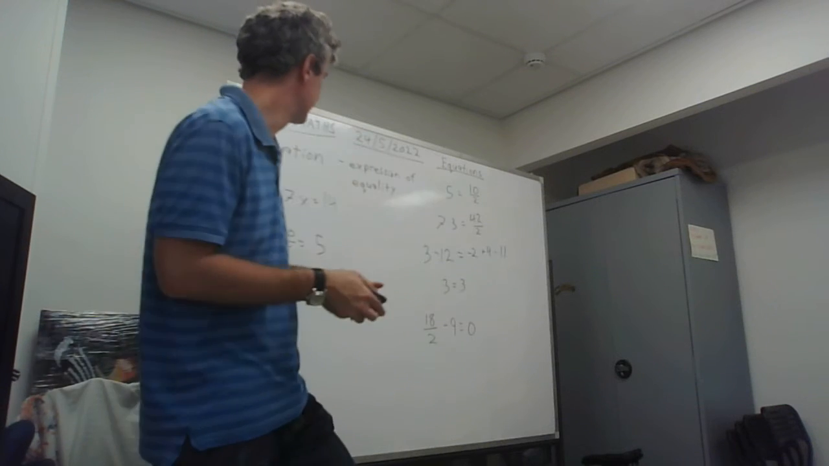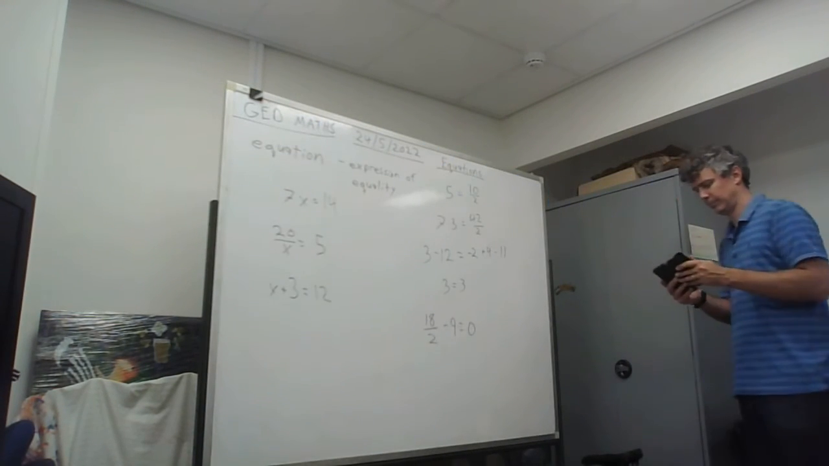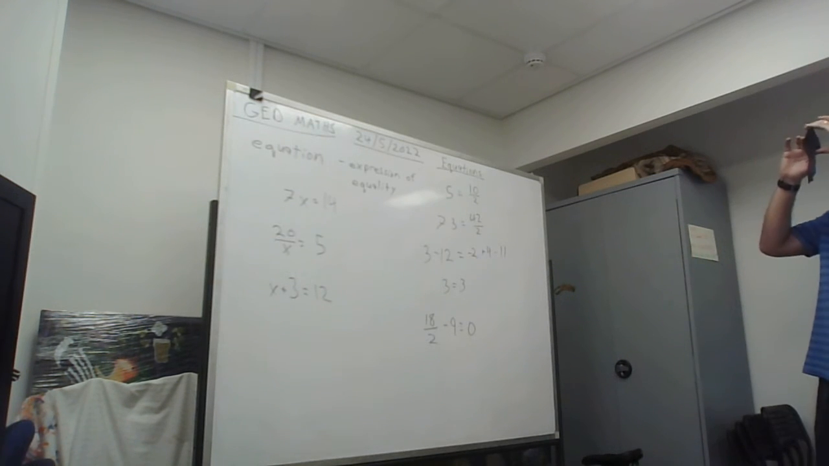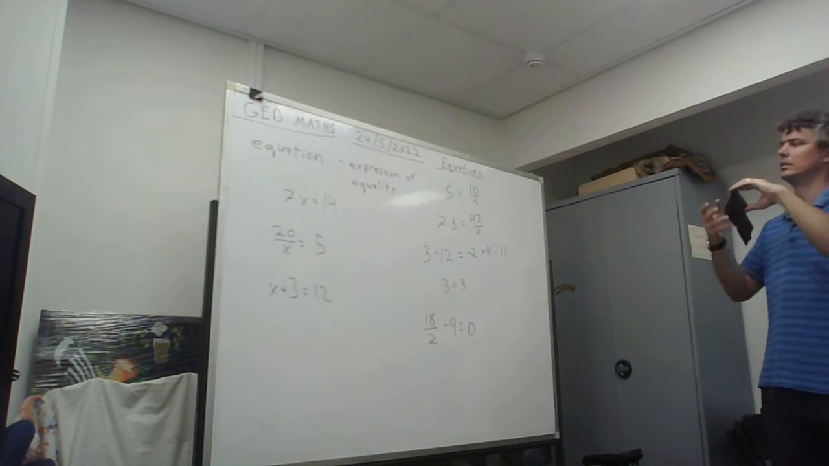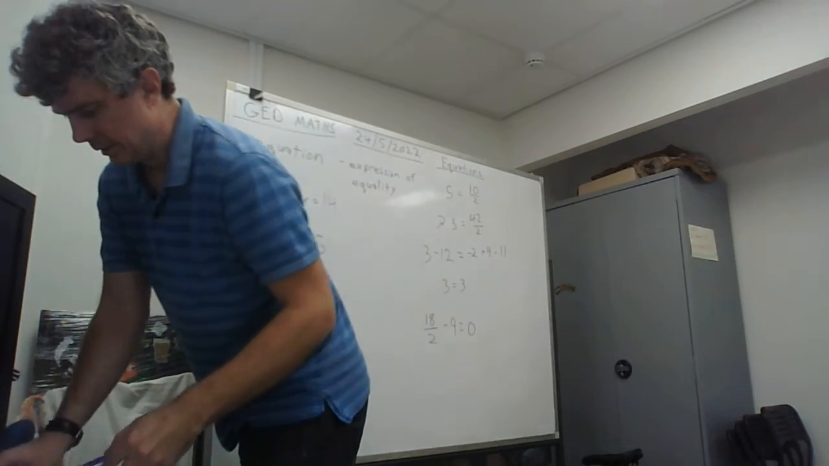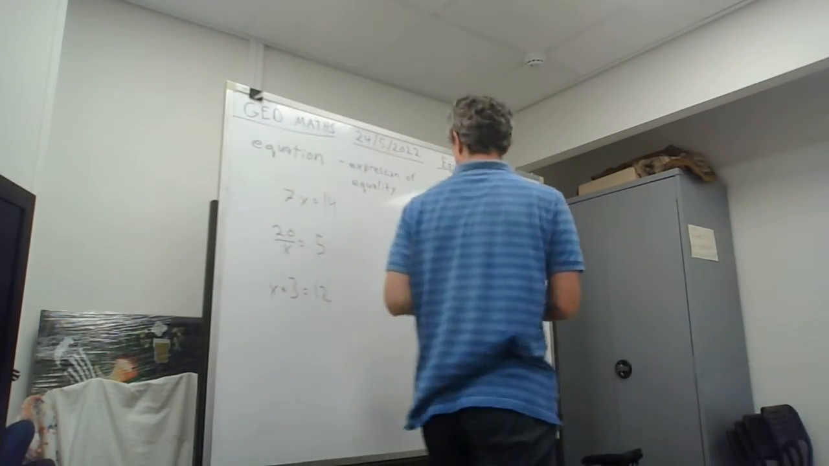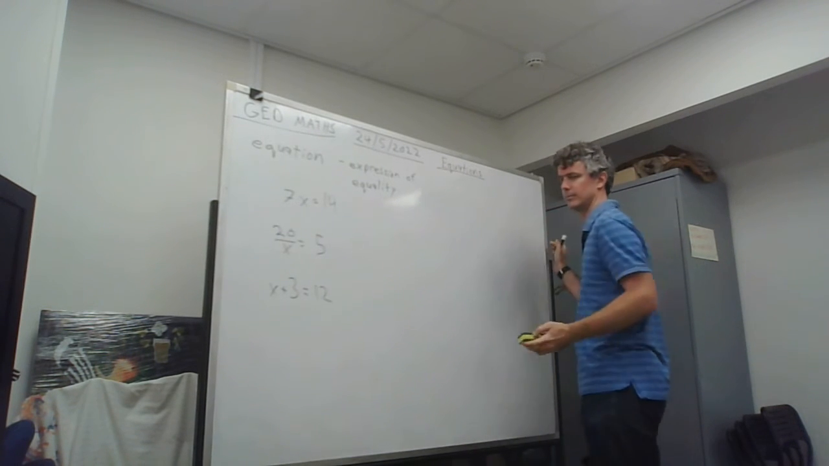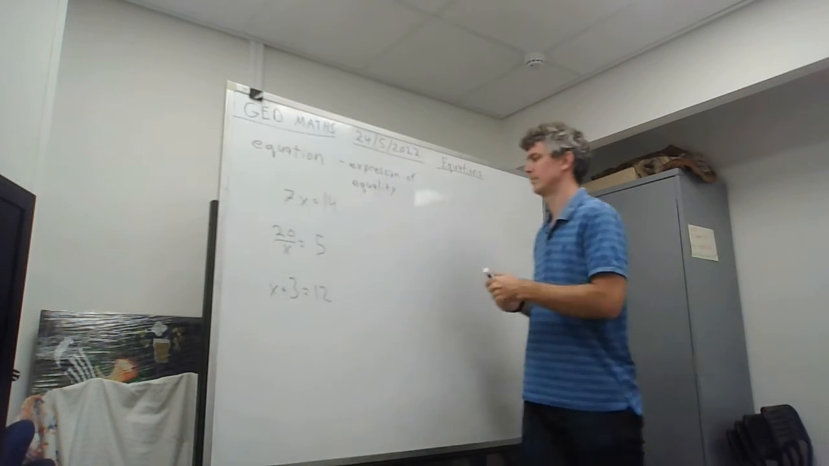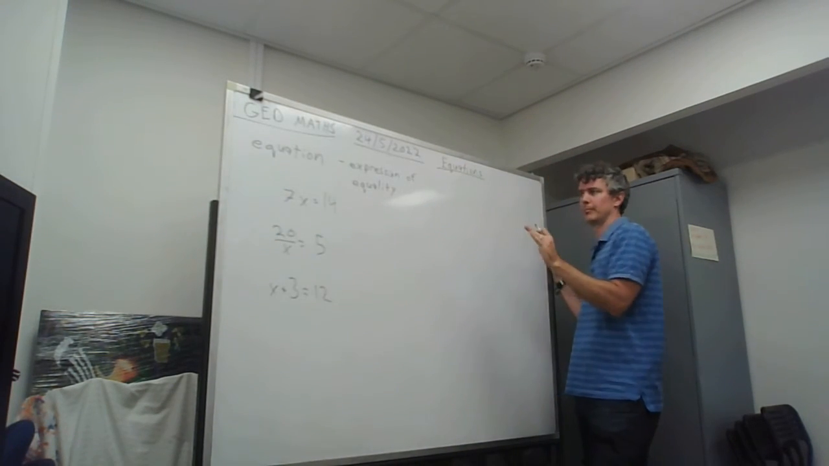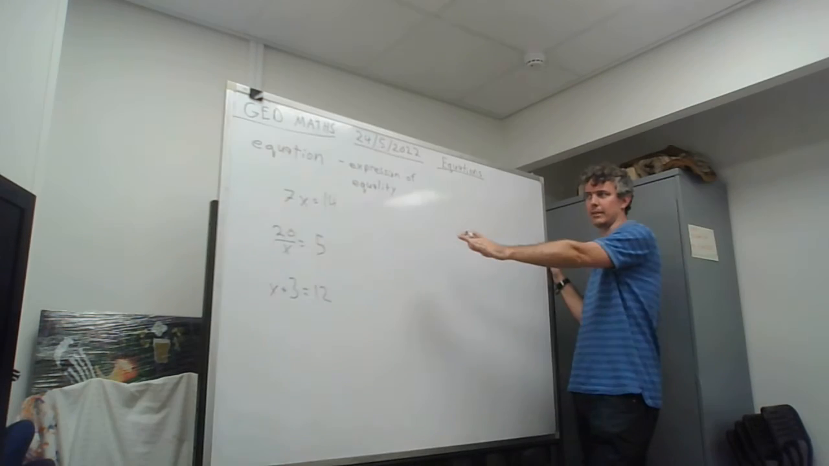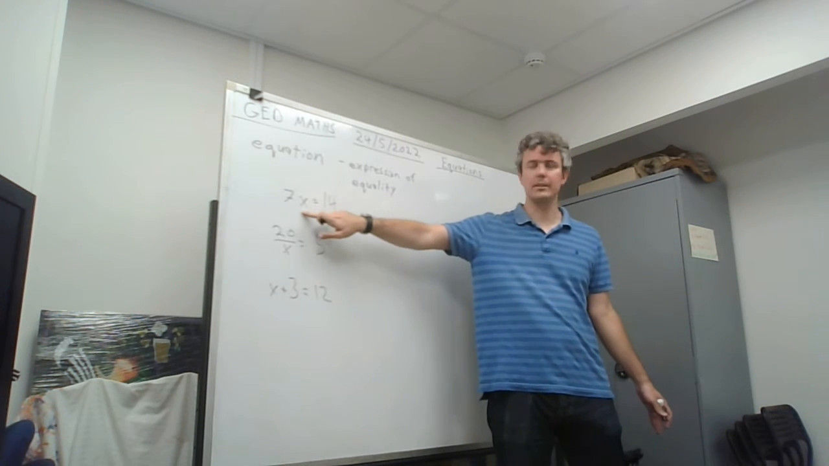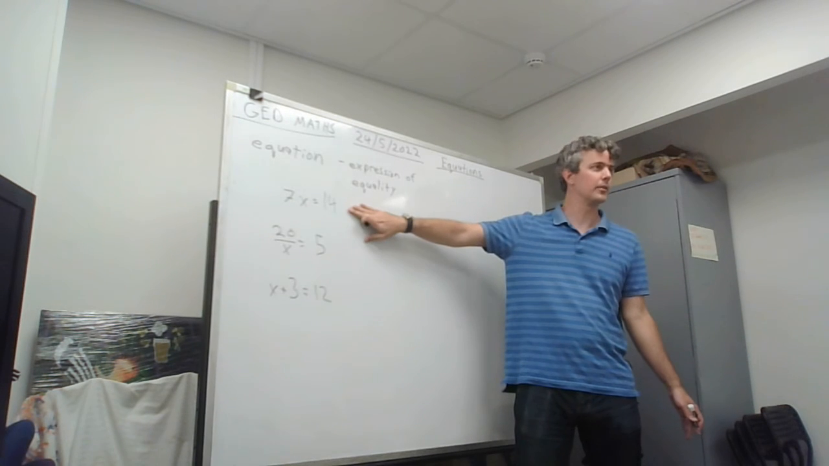So what we do when we're solving for a problem like this is we want to write it as something where we have the variable by itself on one side and a bunch of numbers on the other side.